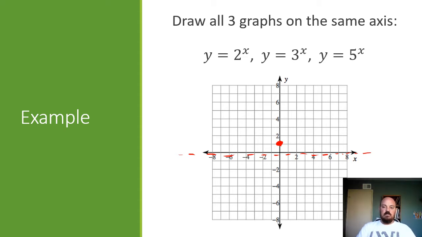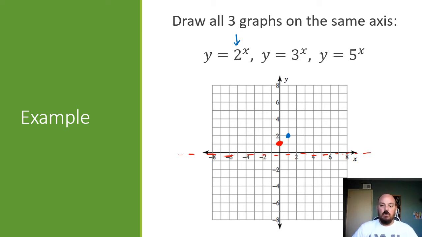The only difference is where that second point lines up. So let's say I'm going to graph 2 to the x first. I have my asymptote, I have my first point, (0, 1). Because the base is 2, the second point is (1, 2). So I go over 1 and up 2, and I put a point right there.